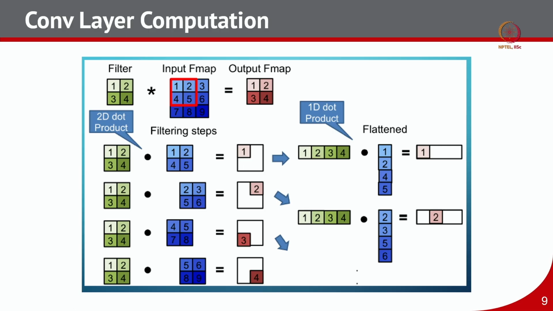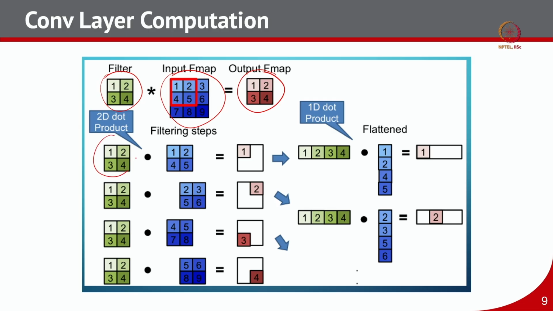Just as a recap, let's say we have a filter of size 2 by 2. These indices are nothing but the index of the filter: 1, 2, 3, 4. Again, let's say we have an input feature map of size 3 by 3, and the entries are the indices of the input feature map, not the exact values. Now if we convolve this 2 by 2 filter with the 3 by 3 input feature map, assuming the stride length is 1, we will obtain an output feature map of 2 by 2, right. Now let's see what the steps are.